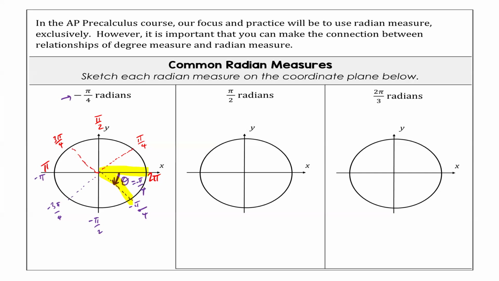Okay, so we've already talked about it here. On this one, can I easily identify where pi over 2 would be? Yes, it's at the top of the y-axis, right? This is pi over 2. So therefore, my initial side is here, and this is my terminal side. So this angle represents theta, which equals pi over 2.